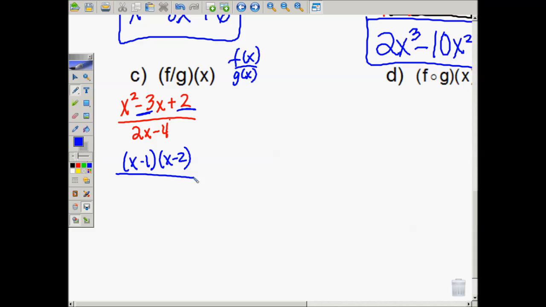Now on the bottom, how can I factor that? GCF. So I'm going to take out a 2. I'm going to divide both terms by 2, and I'm left with x minus 2. Now what am I left with? You can eliminate your x minus 2. And so that would be my answer. So that's division with factoring.